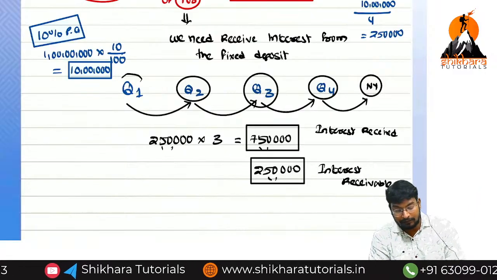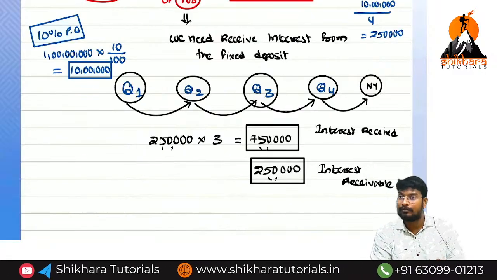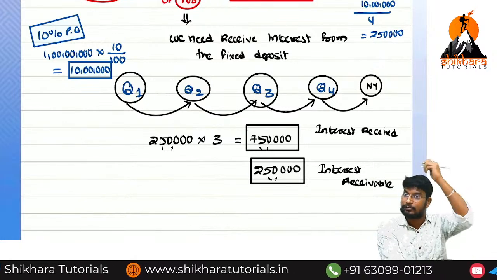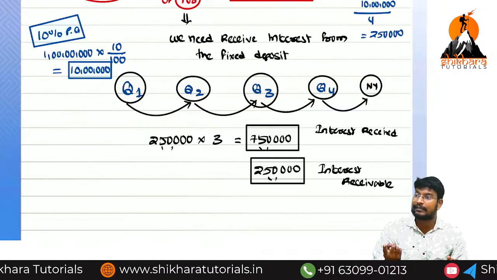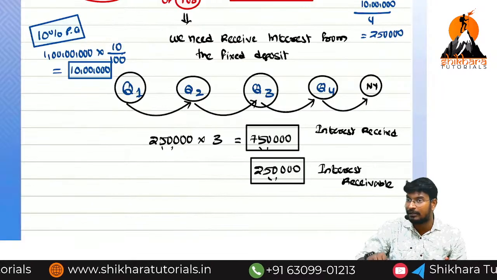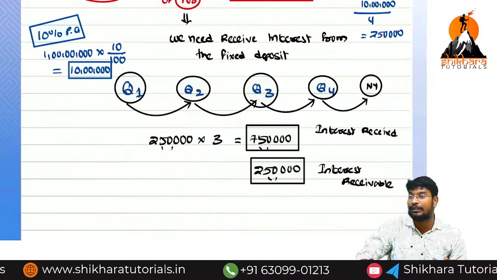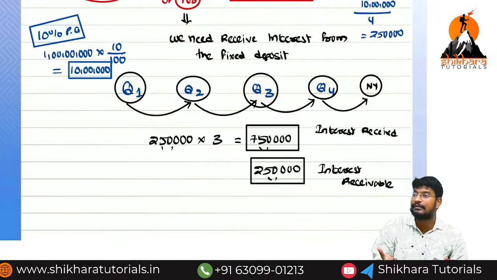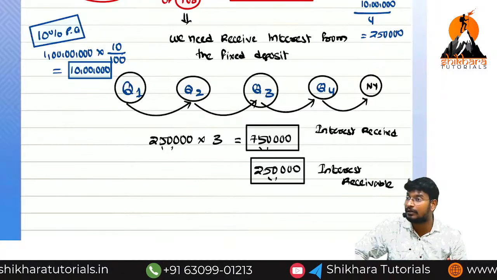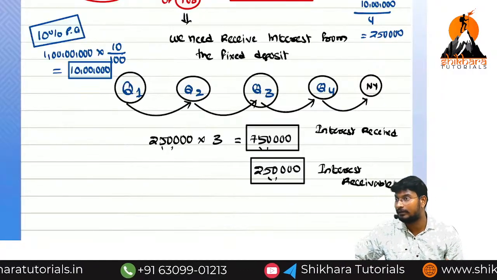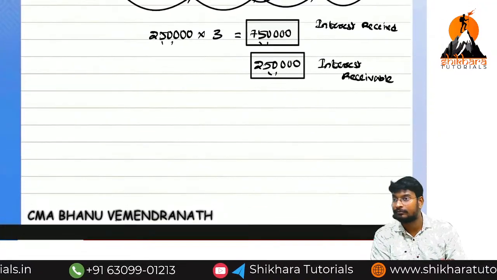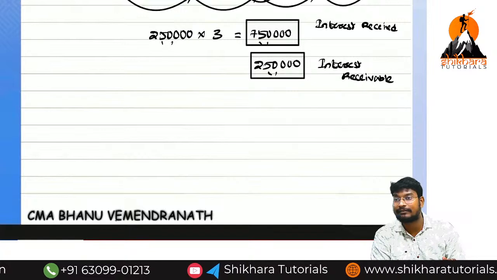So for quarter 1 how much? 2,50,000. Quarter 2, 2,50,000. Quarter 3, 2,50,000. Quarter 4 also 2,50,000. But quarter 1, 2 and 3 interest we are going to receive in the current year, and quarter 4 interest in the next year. For that reason, 7,50,000 is called interest received, and 2,50,000 is called interest receivable. What is the entry for the 7,50,000?